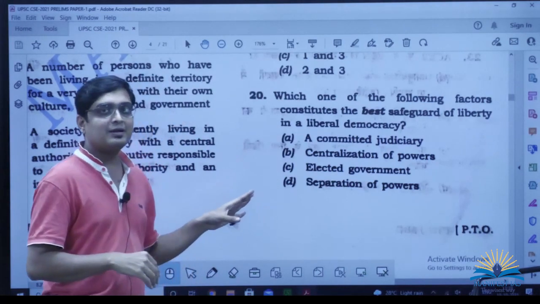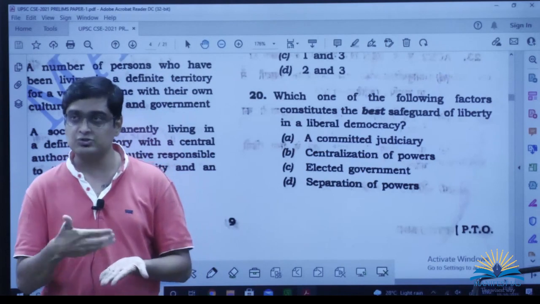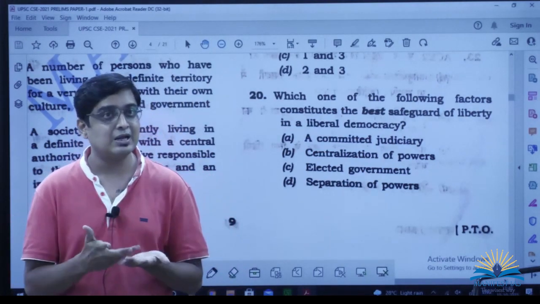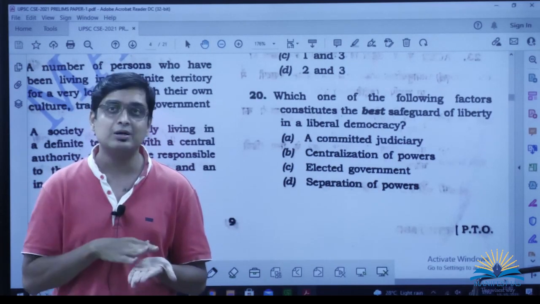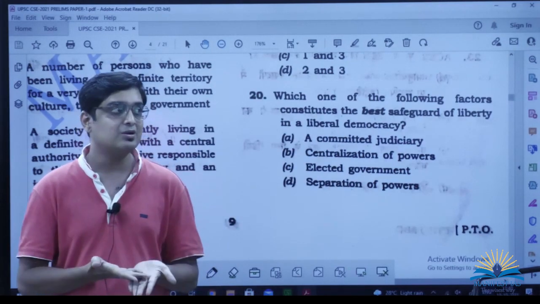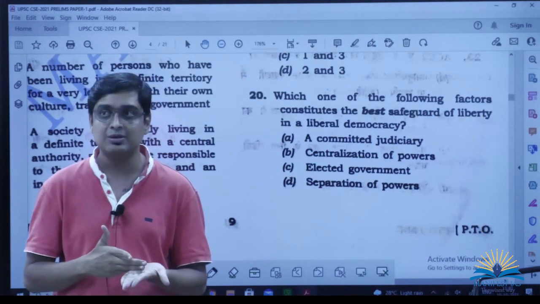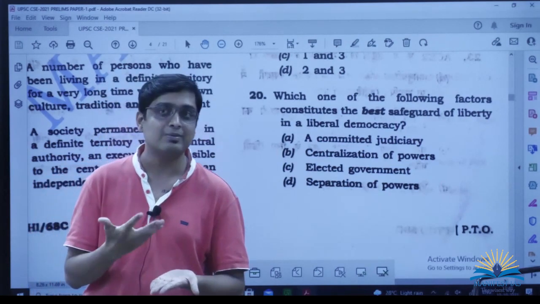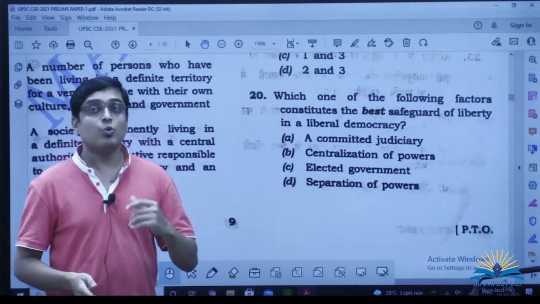The problem emerges in C and D. Many could think an elected government could actually tone down the authoritarianism, but it is incorrect, because liberal democracy already has democracy in it. There is an elected government, but that elected government in itself could become a danger, because through an elected government only a majoritarian government can be elected in a liberal democracy. So C won't be the answer. So what could be the answer?